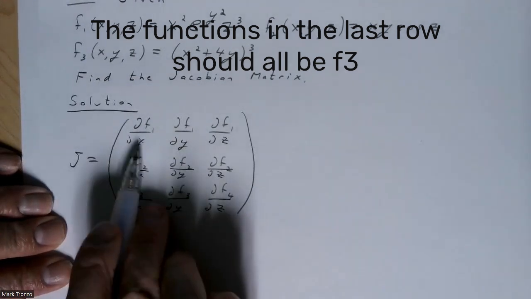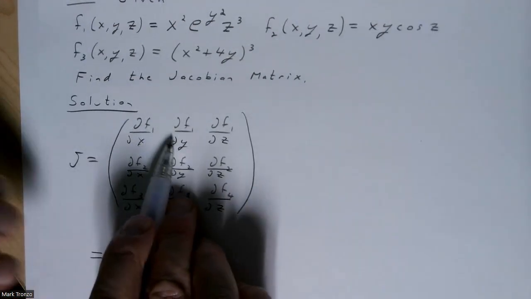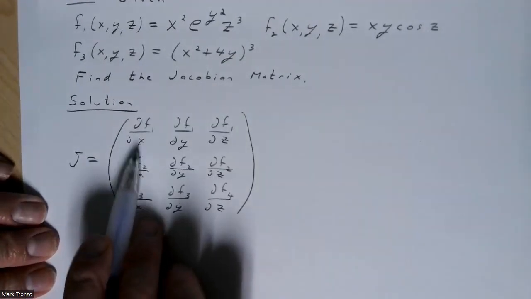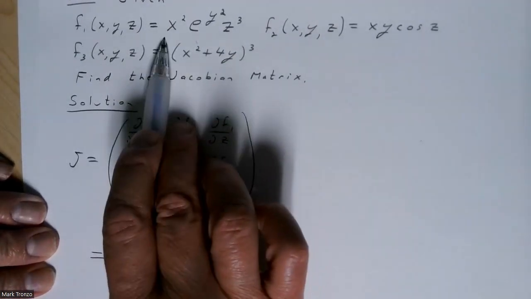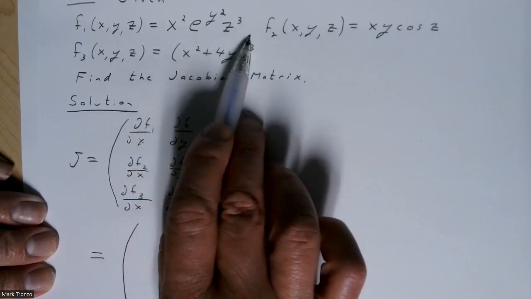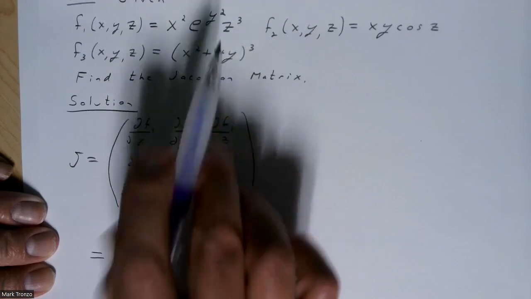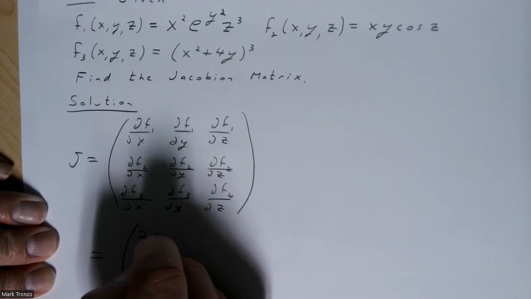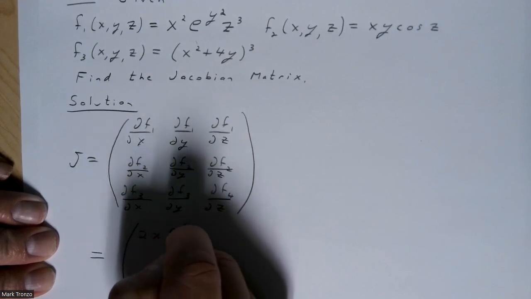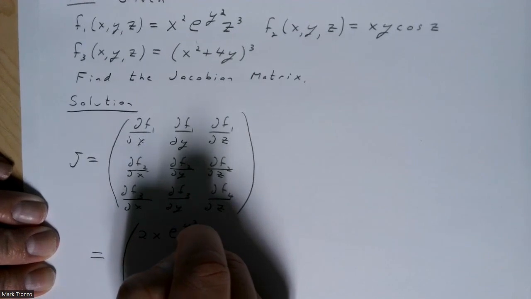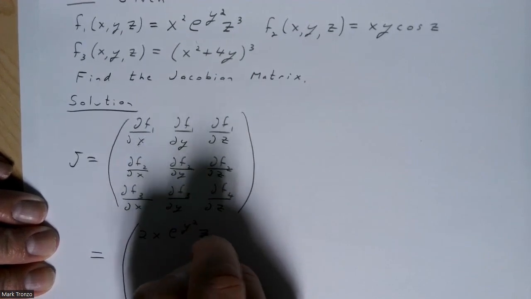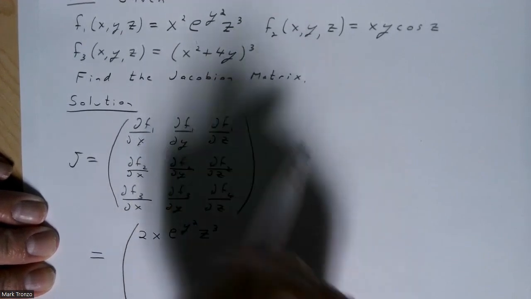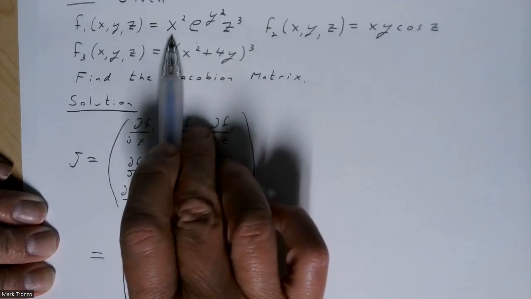And so again, in the first row, what's the derivative of the first function with respect to x? It's going to give us 2x. Then the others are kind of like constants. They just come along for the ride. So it's going to be 2x e to the y squared z cubed.